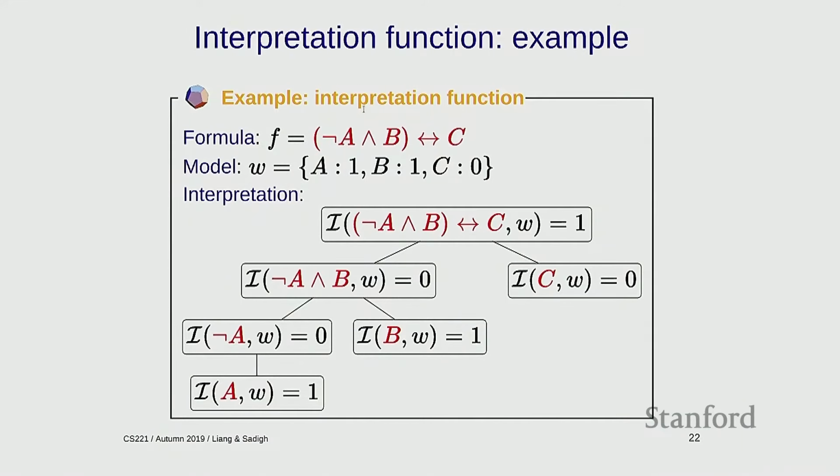B is 1 just by table lookup. And then not A and B is 0 because I just take these two values and I AND them together. C is 0 by table lookup. And then bidirectional implication is interpreted as 1 here because 0 is equal to 0 here.